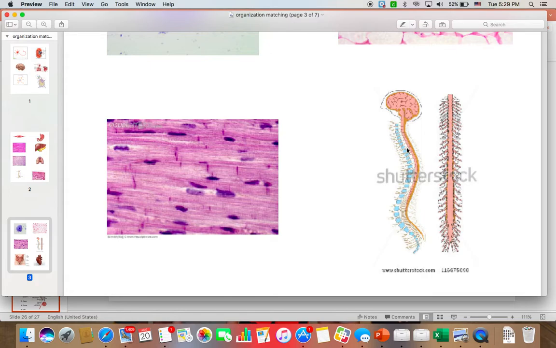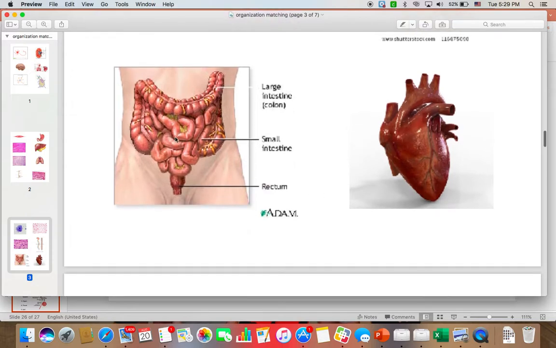Now over here is a system. Why? Because you see two organs, brain and spinal cord. Same thing here. This is a system. We have small intestine and large intestine. Whereas over here, this is an organ. It's just a single heart, but it's made of multiple types of tissues. So when you think about cells and organs, you're going to be thinking or seeing one thing: a heart, a cell, a kidney, a leaf even, okay?